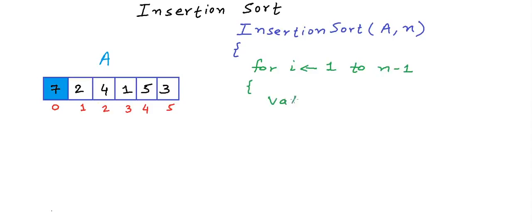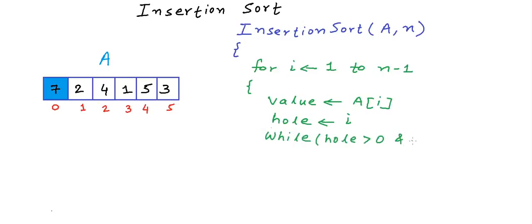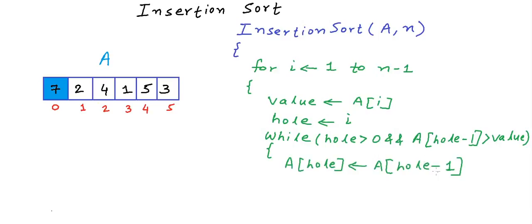First we will create a hole by taking out the value to insert in another variable. So temporarily we will keep A[i] in this particular variable, and then I'll take another variable to mark the position of the hole. At this stage hole is at index i, and now we need to shift all the elements greater than the value to be inserted 1 position to the right. While hole is greater than 0 and the element at index hole minus 1 is greater than value, we will shift the element at index hole minus 1 to the hole. So now our new hole will be index hole minus 1.